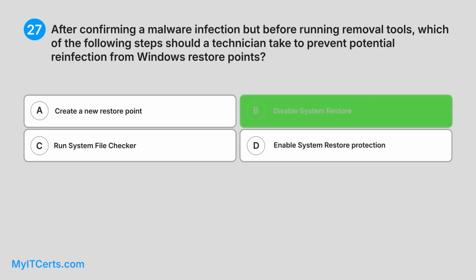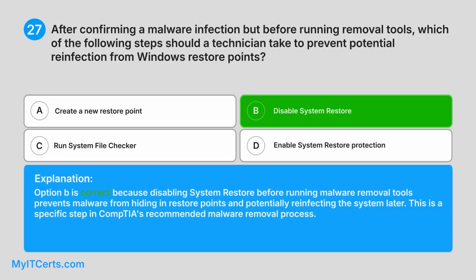Correct answer. B. Disable system restore. Explanation. Option B is correct because disabling system restore before running malware removal tools prevents malware from hiding in restore points and potentially reinfecting the system later. This is a specific step in CompTIA's recommended malware removal process.